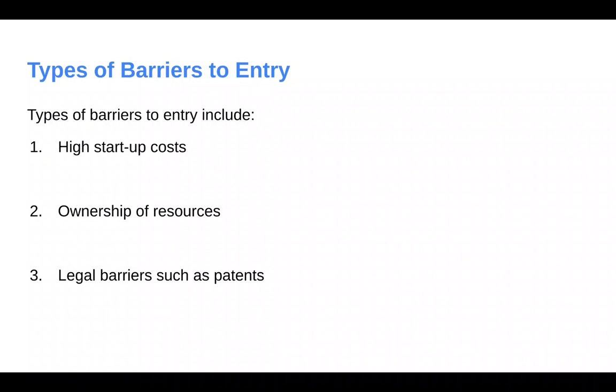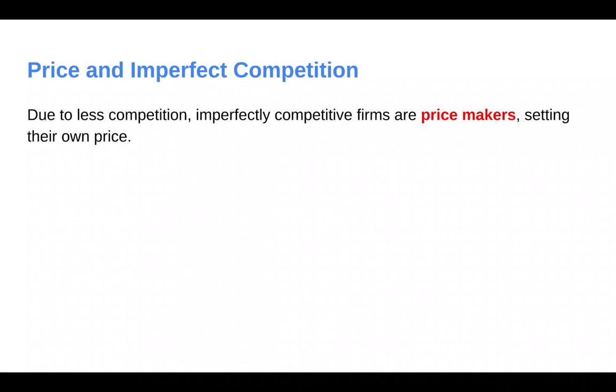So, in imperfect competition, firms are price makers. They get to set their own price. This is the exact opposite of perfect competition, where firms were price takers and had to take the price from the market. But because there's less competition, each firm can set their own price to some degree, and we'll talk about variations on this as we get to the different types of imperfect competition later on in this unit, but they are price makers nonetheless.